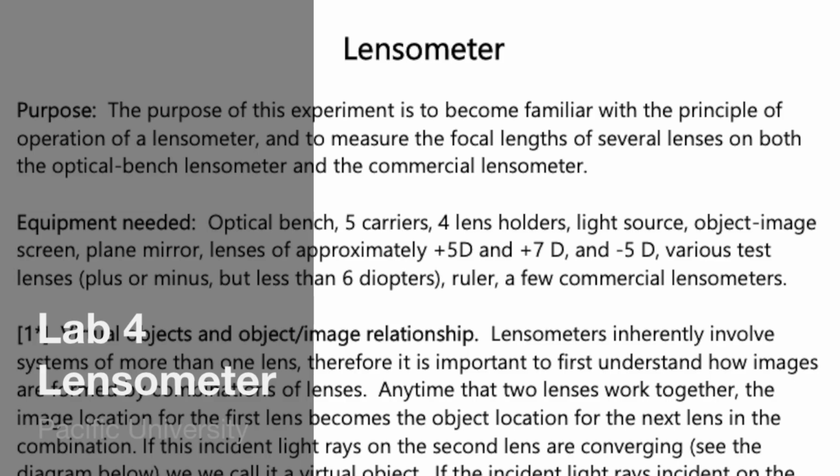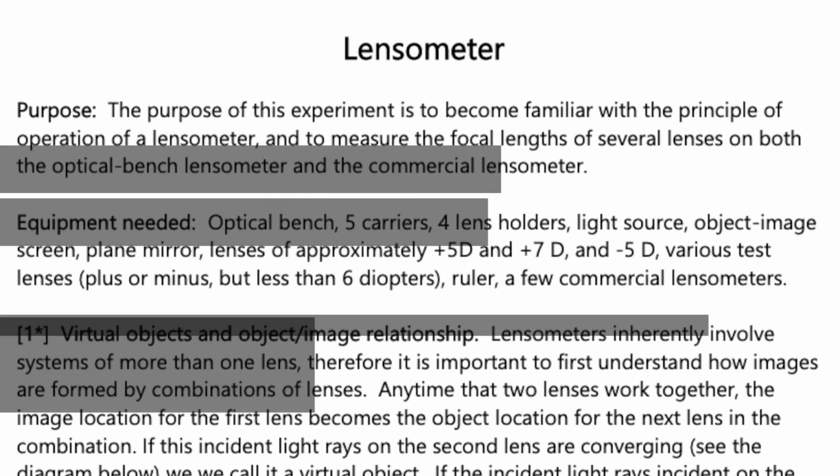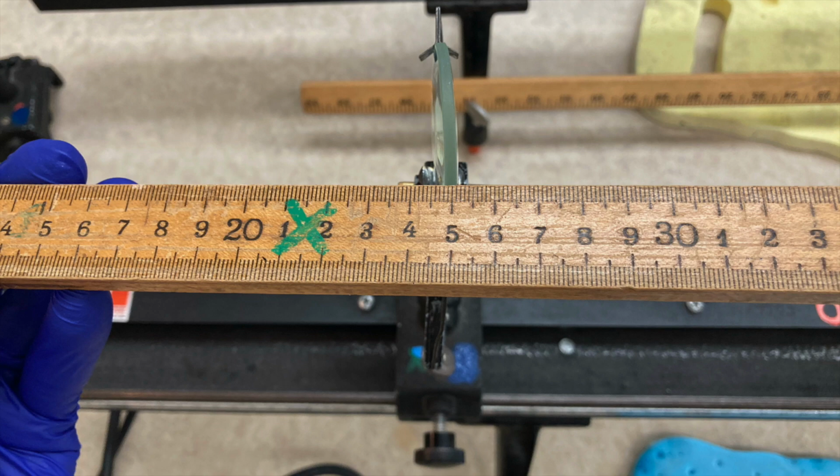Welcome to Lab 4 on the Lensometer. For this lab, we'll ask you to complete Part 1 on your own based on this video and the data that we give you before you come to the lab. To start, we've placed a +7 diopter lens 25 centimeters downstream from the light source as instructed.